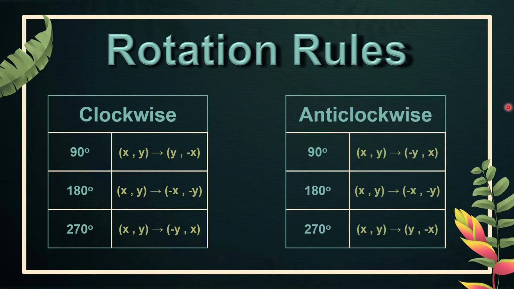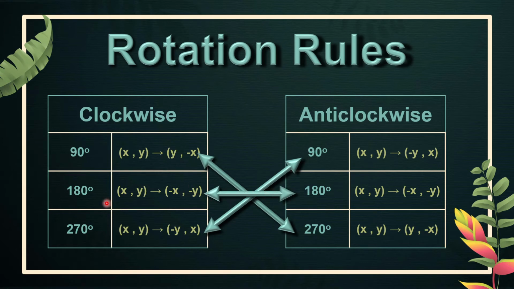For anti-clockwise, it will be exactly the same as clockwise, but the 90 will be like the 270 here. They're the same rule. And the 270 here will be the same as 90 here. The only thing left is the 180, and it is the same in both clockwise and anti-clockwise. Because if we turn to the left, a half circle, it will be 180. If we turn to the right, a half circle, it will be 180. So the direction of the turning won't make any difference.